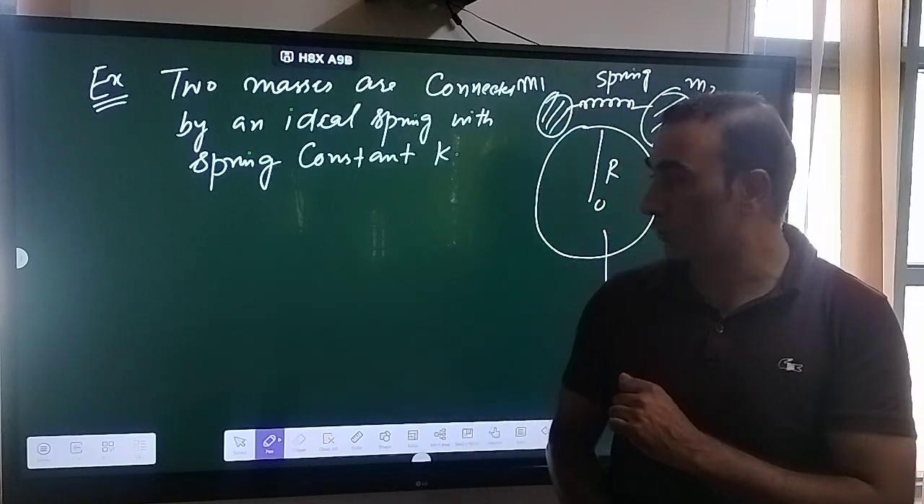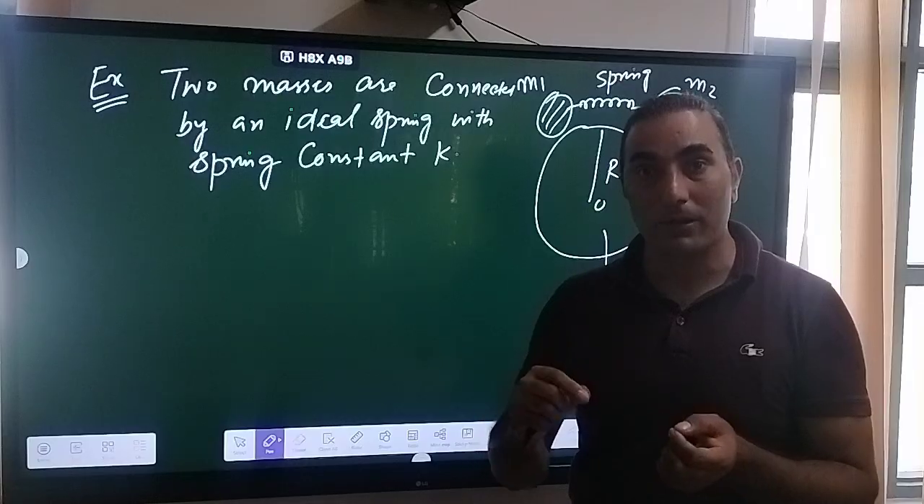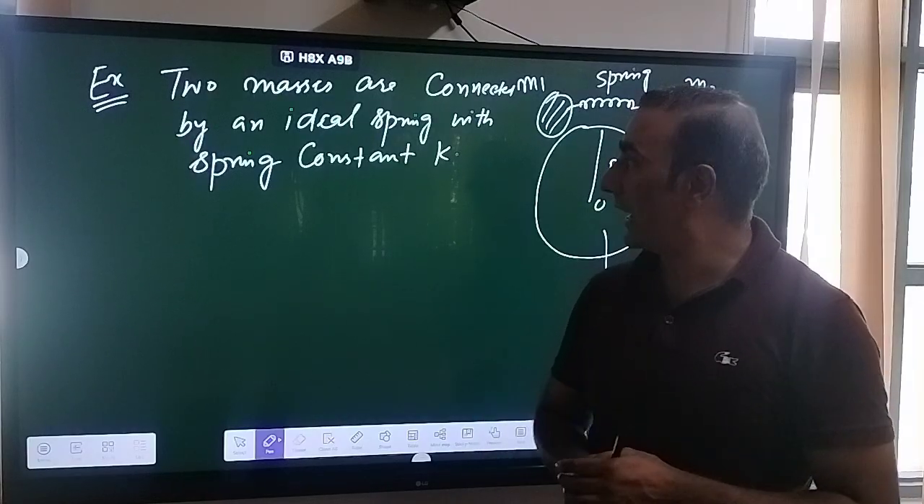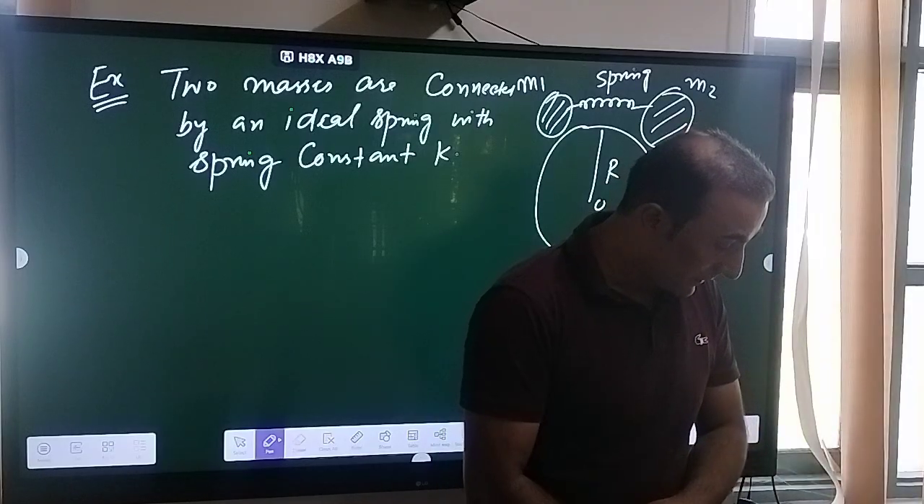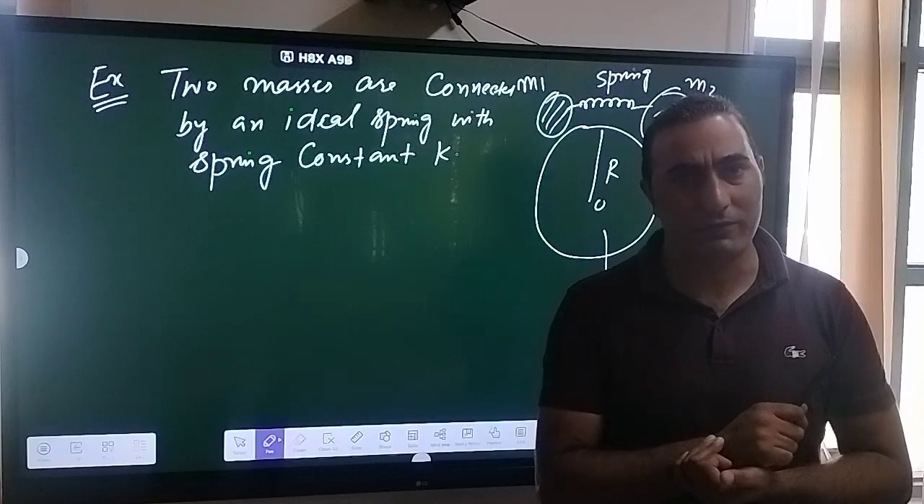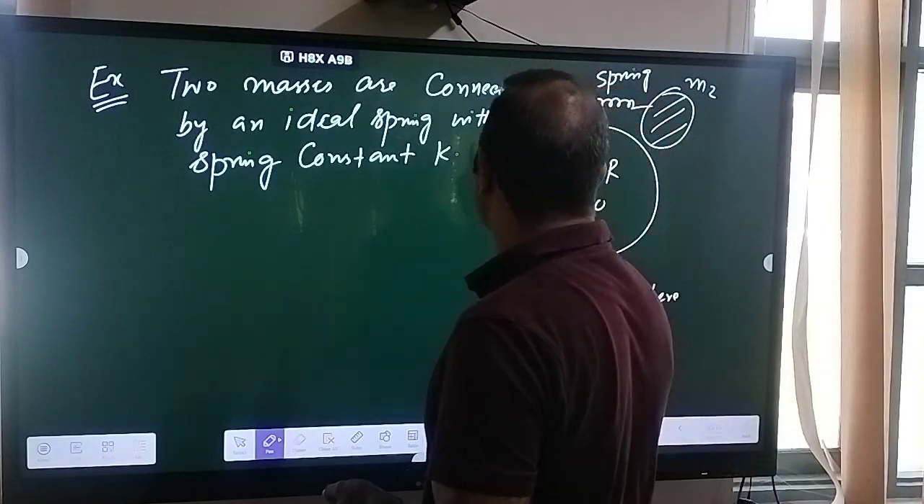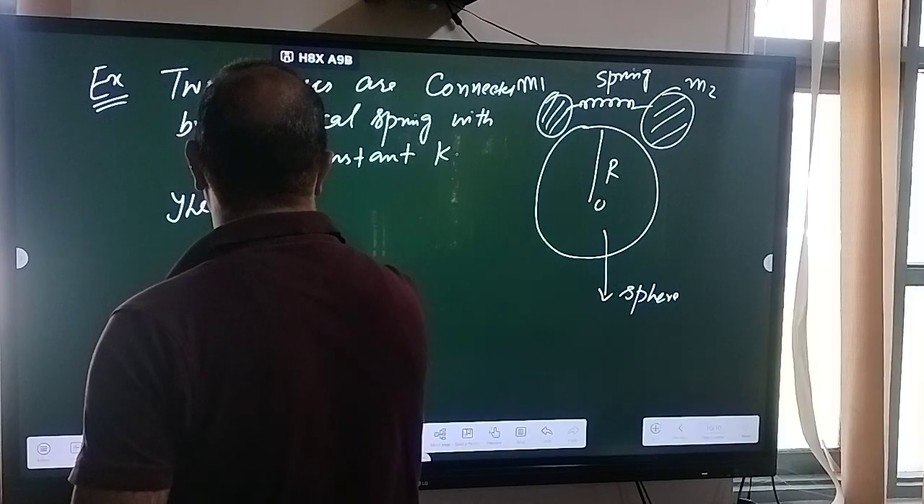Now in this case, what am I saying? We have two masses. These are connected by some ideal spring with spring constant k, and the oscillations that are produced in the spring are very small. So the oscillations produced, we can write, are very small.